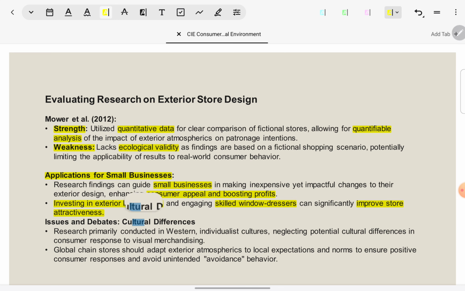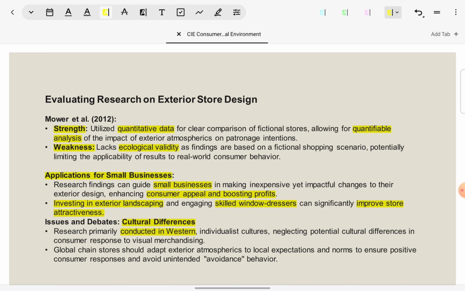In terms of issues and debates, if we look at cultural differences, especially if we refer to the Mowrer et al. study, such studies have been conducted in the West. In the West, maybe people are more attracted to things like landscaping on the exteriors because the West is highly urbanized. In more non-urbanized cultures, like some of the Asian cultures, maybe people would not be very attracted to a store because of landscaping, because they see landscaping anyways. It's nothing unusual or particularly attractive to them.